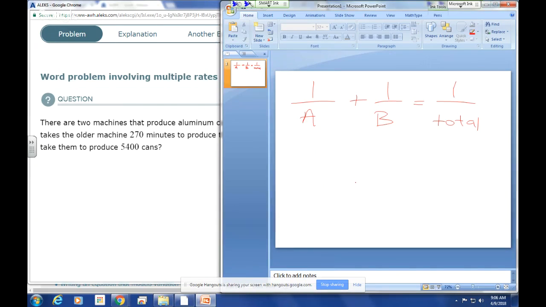Anyone want to guess what this first fraction is going to be? Love it. So 5,400 is the number of jobs over 180. So right now we're saying number of jobs over time. That's the first machine. Okay? Plus, somebody tell me what the second machine's doing. 5,400 is the number of cans over 270. And then it's some kind of total. So then it says what?